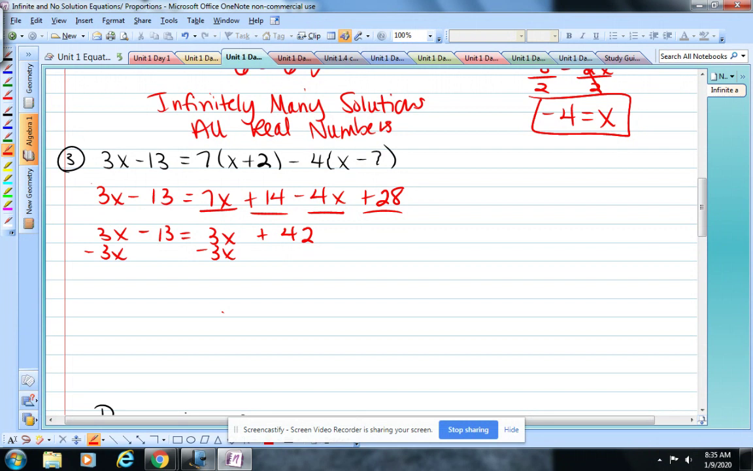Subtract 3x, get my variables together, and what happens? All my variables cancel. And I'm left with negative 13 equals, is that true? No. So this is a no solution. Raise your hand if you got no solution for number 3.